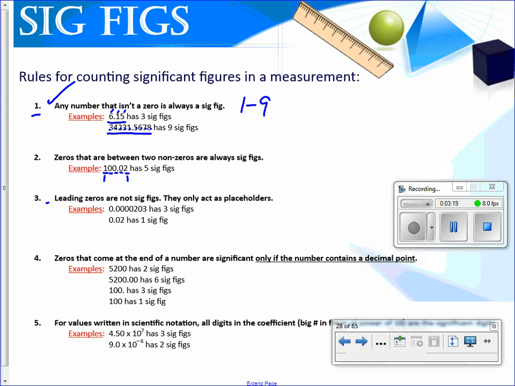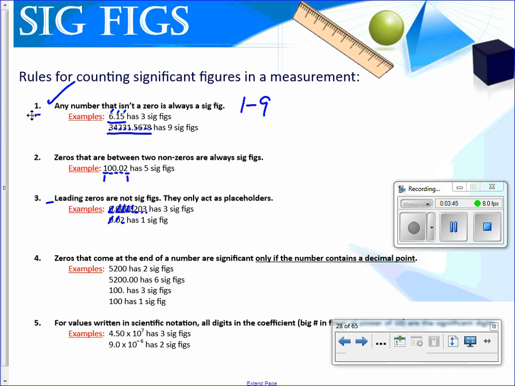Leading zeros are not significant figures. They only act as placeholders. So if you have a decimal in the problem and you have these leading zeros, we do not count them because they're merely holding a place value there. And so this one has 3, 1, 2, 3. This one, leading zeros, doesn't count. We only have the 1 sig fig.